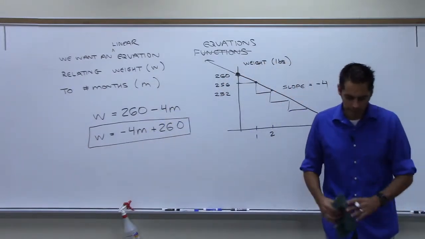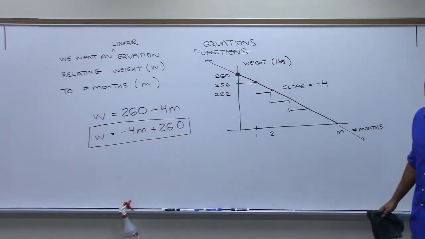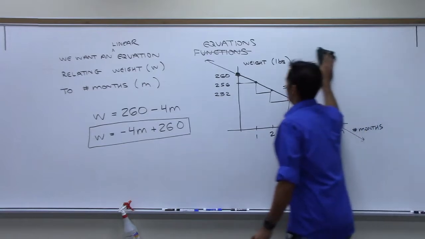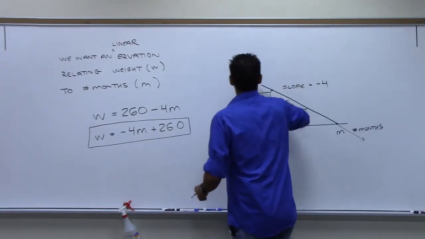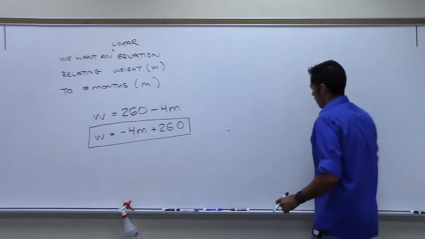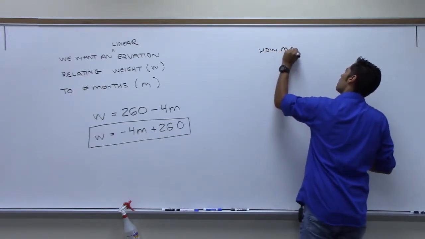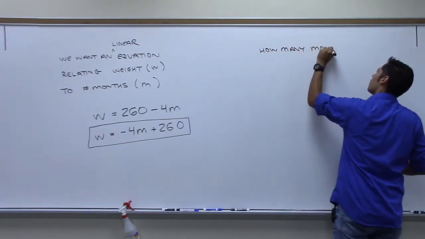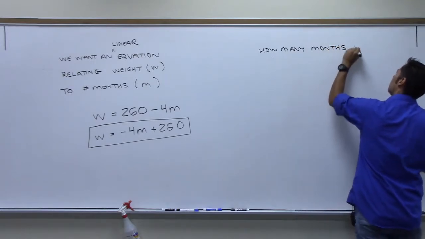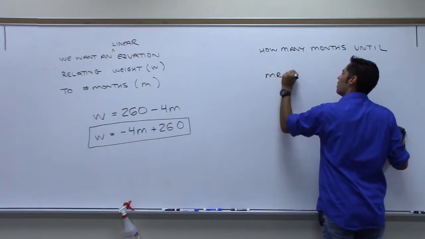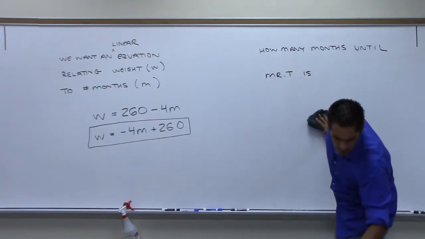Now let's look at part B. After how many months will Mr. Thompson reach his goal weight of 220 pounds? After how many months? So how many months until Mr. T is how much? 220?